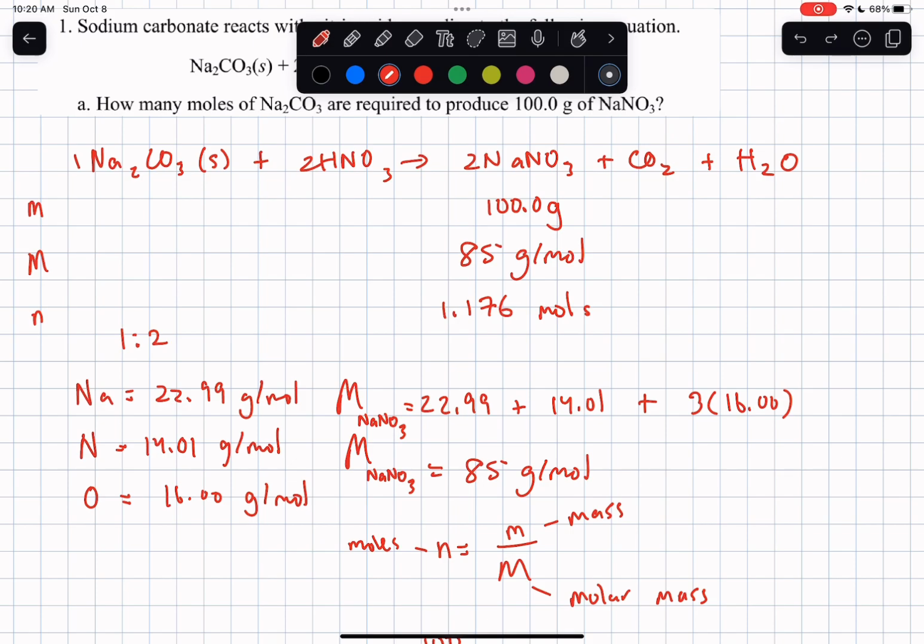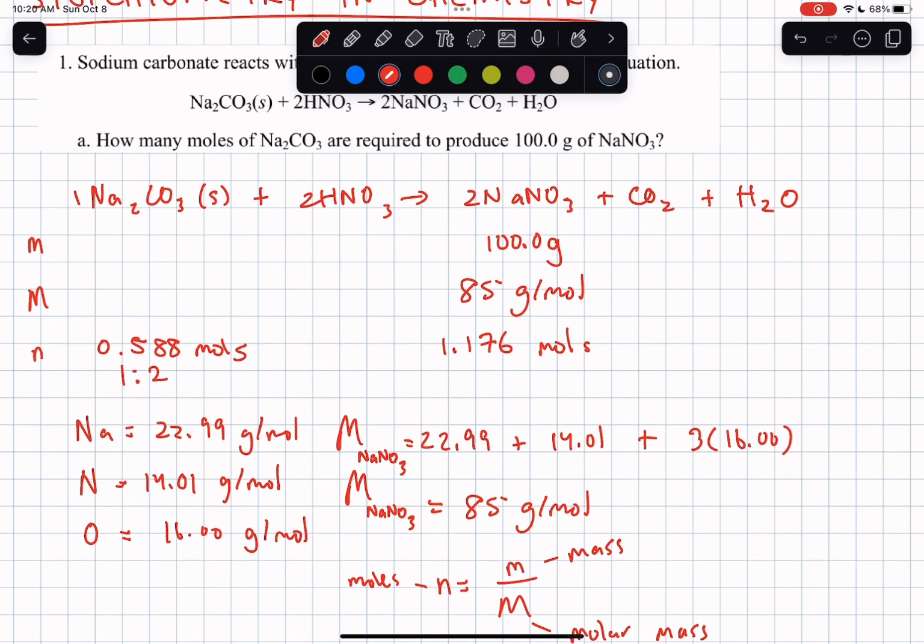And when you divide it by 2, you get 0.588 moles. So there you have the moles for Na2CO3. So you have 0.588 moles. That's it for this problem.